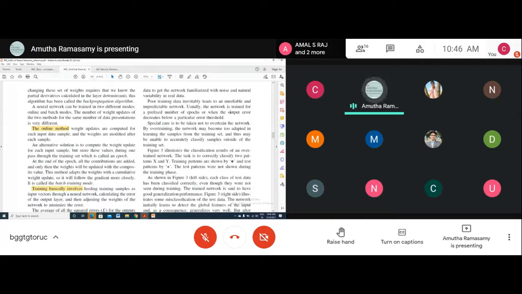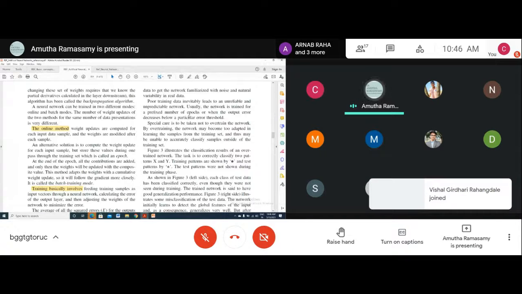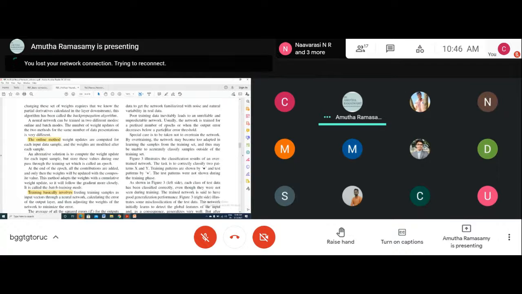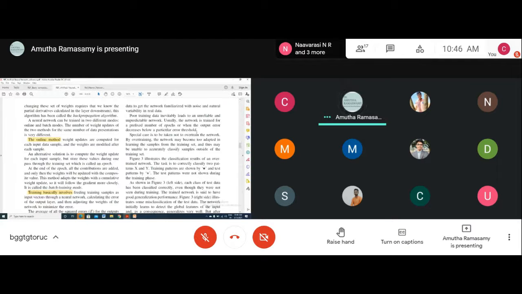Usually, the network is trained for a prefixed number of epochs or until the output error decreases below a particular error threshold. Whenever we say there's a threshold, for everything there's a threshold. To increase or adjust weight there is a threshold. The neuron activation function also has a threshold. To identify the error difference, there should also be a threshold. If the error difference is increasing, adjustment is needed. So for every adjustment, you have a threshold. So we have to be very careful about the error threshold.